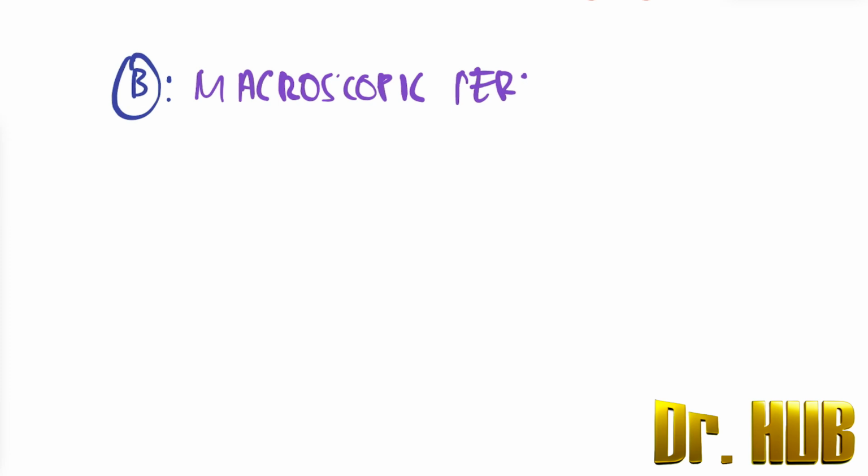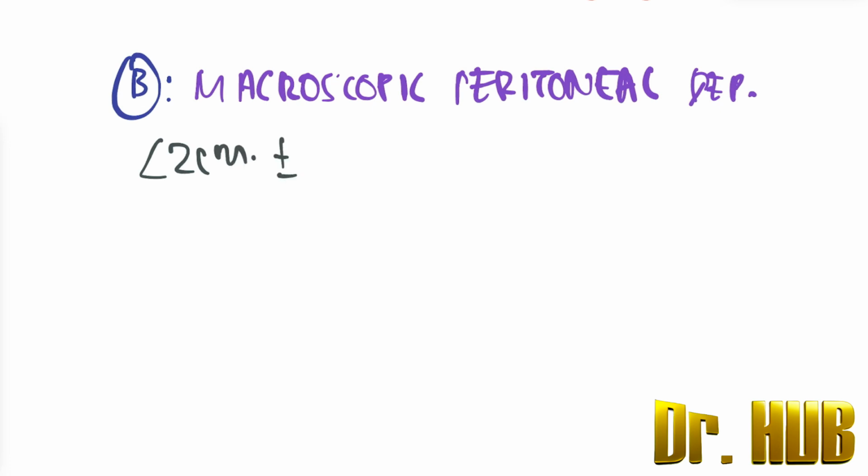Then comes type B. Under type B, it is macroscopic peritoneal deposits. And these macroscopic peritoneal deposits will be less than 2 centimeters, plus or minus the positive retroperitoneal lymph nodes.